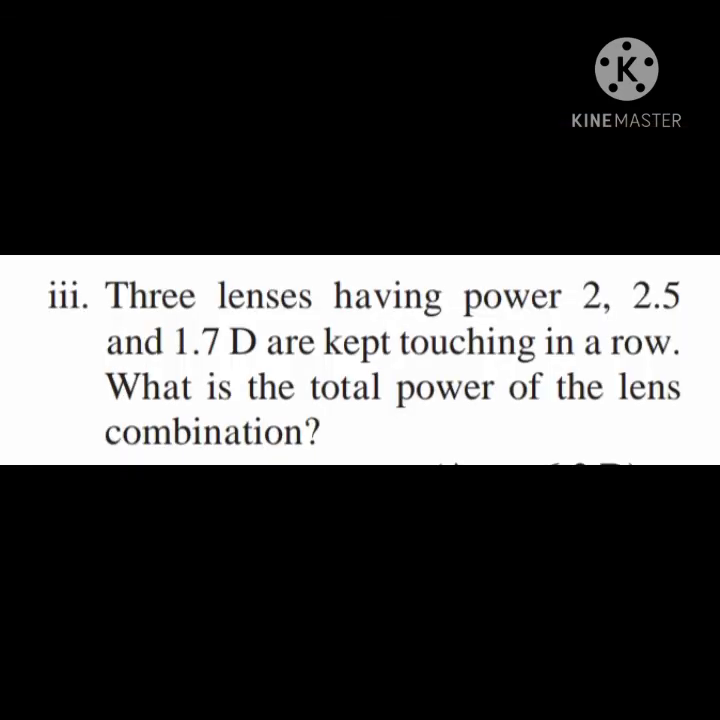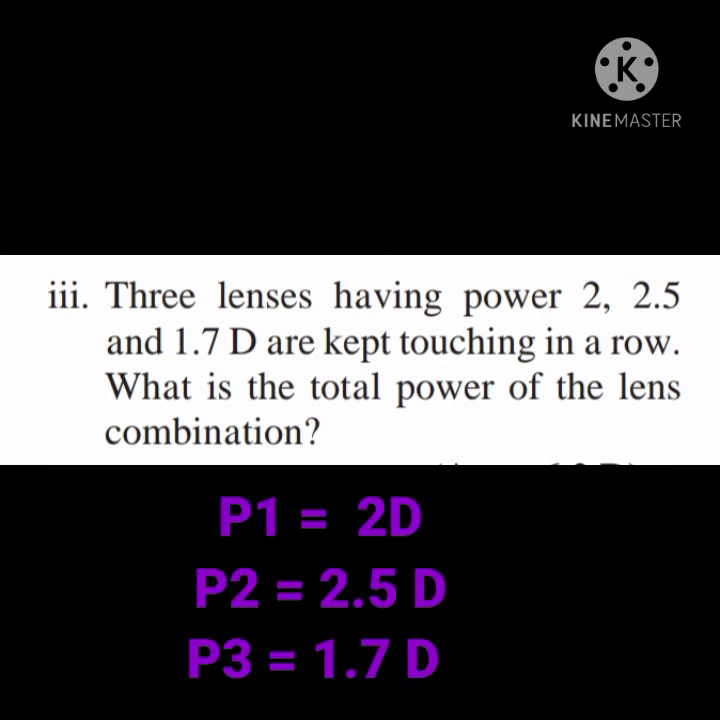Now student, let us see next question. 3 lenses having power 2, 2.5 and 1.7 diopter are kept touching in a row. What is the total power of the lens combination? Here in this question, 3 lenses are kept in series with different power. So P1 is equal to 2 diopter, P2 is equal to 2.5 diopter and P3 is equal to 1.7 diopter.